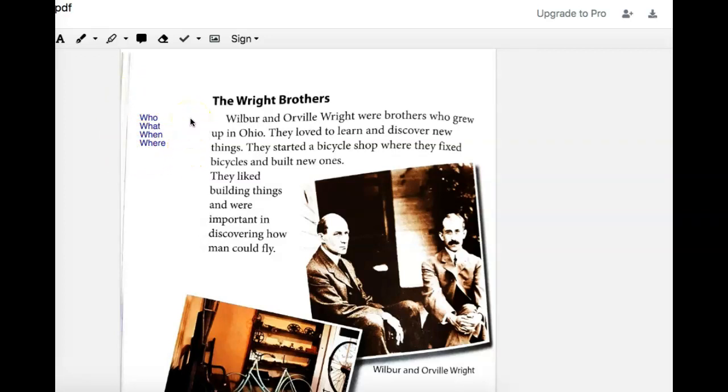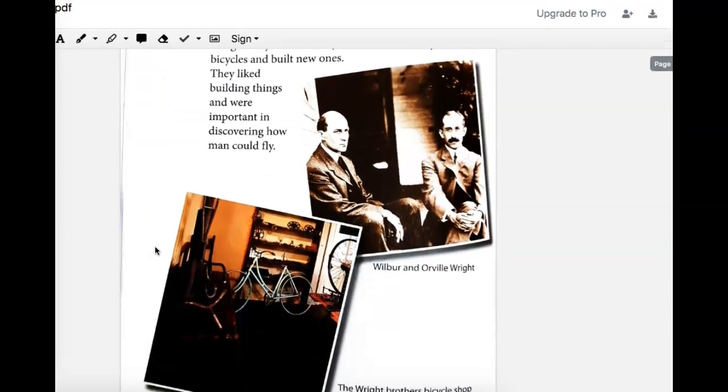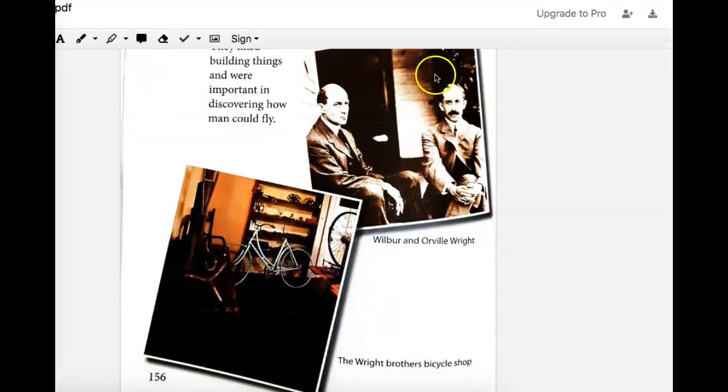The Wright Brothers. Wilbur and Orville Wright were brothers who grew up in Ohio. They loved to learn and discover new things. They started a bicycle shop where they fixed bicycles and built new ones. They liked building things and were important in discovering how man could fly. So here we have in the first picture, Wilbur and Orville Wright. And here we have the Wright Brothers bicycle shop.